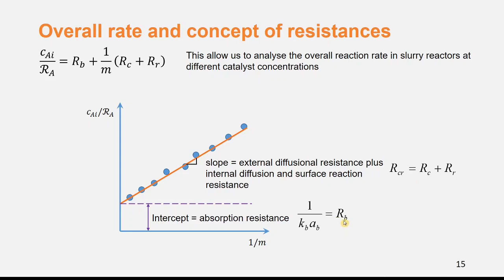So again, the slope of the plot of CAI divided by the rate RA versus 1 over m, catalyst loadings, is RCR. So this is the combined resistances due to external diffusion, internal diffusion, and surface reaction. And the y-intercept of the plot is the resistance due to gas absorption, and this is equal to 1 over kb AB.